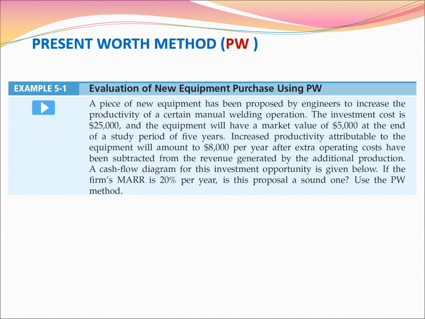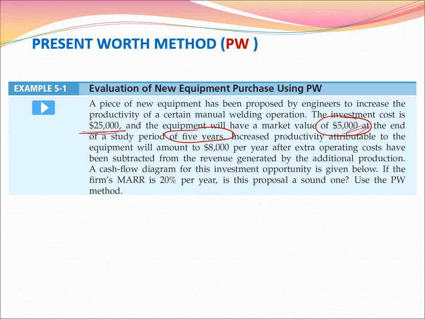It says that a piece of new equipment has been proposed by engineers to increase the productivity of a certain manual welding operation. The investment cost is $25,000. When we say investment, we will assume that it's occurring now if the time is not indicated. And the equipment will have a market value of 5,000 at the end of a study period of 5 years. Look, this is important. The market value of 5,000 at the end of 5 years means that you can sell this equipment in the market and earn 5,000 by selling it.